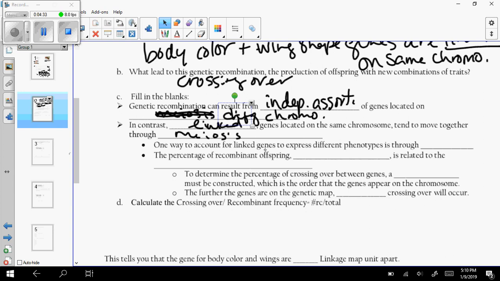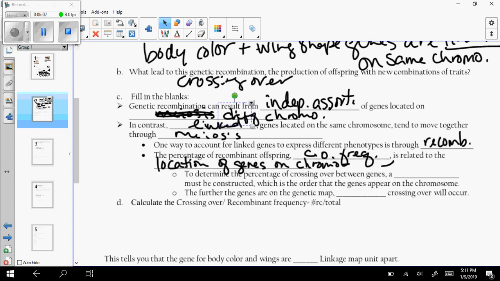One way to account for linked genes expressing different phenotypes is through recombination. We see that they've recombined. The percent of recombinant offspring is called our crossing over frequency. So how often do we get crossing over? It tells us how closely linked the genes are, and it's related to the location of the genes on the chromosomes.